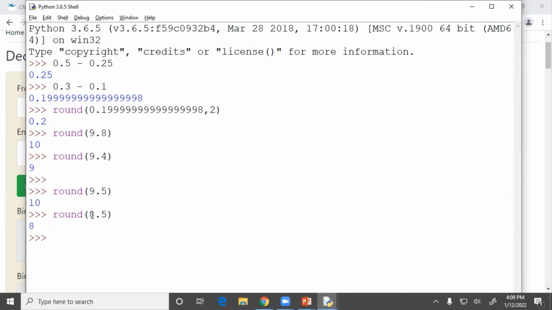This number here is what? Odd or even? Even. It goes to the lower. Let's try another round. If I say, for example, 5.5, what do you think is going to be? 6, because this one is odd. What if I say 2 here? Where is it going to go?